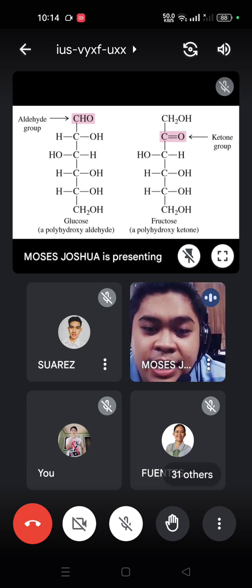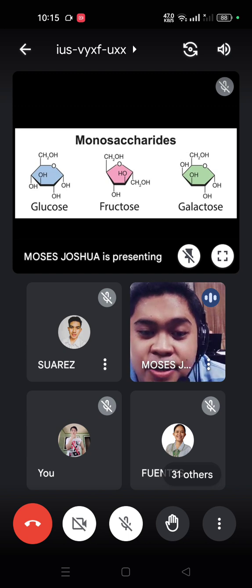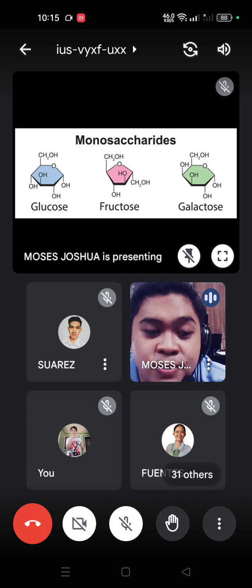Okay, next we have the first classification of carbohydrate, which is the monosaccharide. Examples of these monosaccharides are glucose, fructose, and galactose. Again, we have glucose, followed by fructose, and then galactose. So that's for the examples of these monosaccharides.